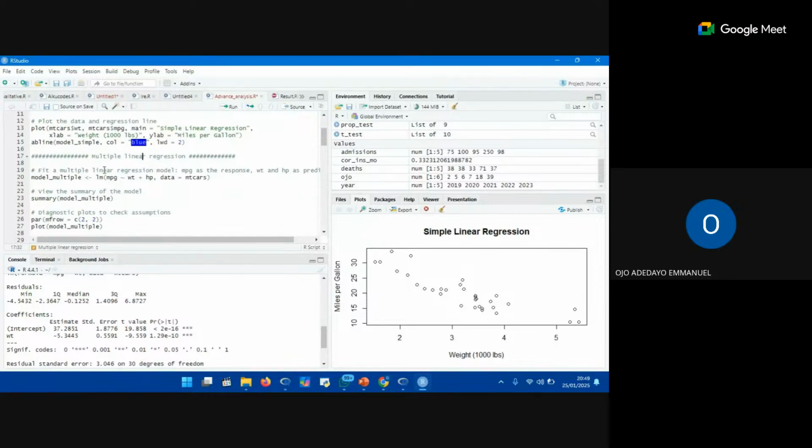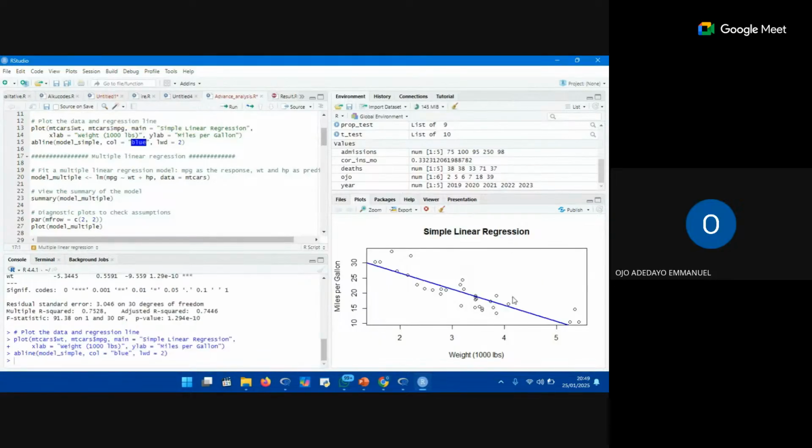Now, fit a multiple linear regression model: the MPG, and then we want to check the weight and the horsepower, HP. You know, the first one, it is only the weight that we checked, but now we want to check the weight and the horsepower. But before that, let me put the line so that we can see. Okay, good. Look at this line. This line shows us that there is a negative relationship, because the line is starting from our right-hand side.